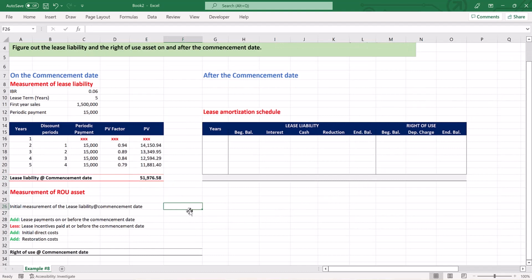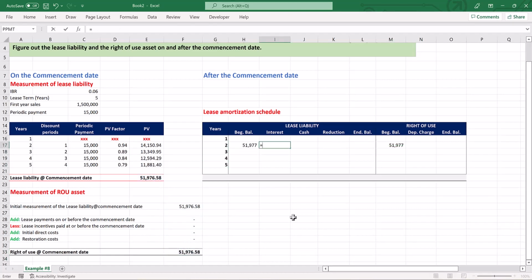The right-of-use asset includes the initial measurement of the lease liability at the end of the first year. Nothing was mentioned in the example about any other components for the right-of-use asset. So this is the carrying amount of the right-of-use asset at the end of the first year. Then the lease amortization schedule, same as before.